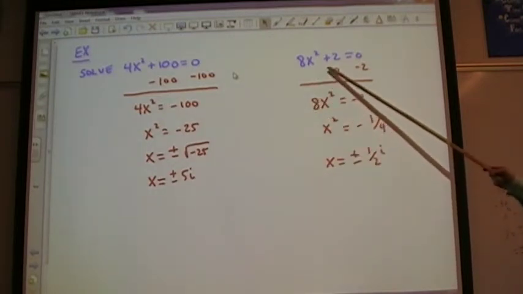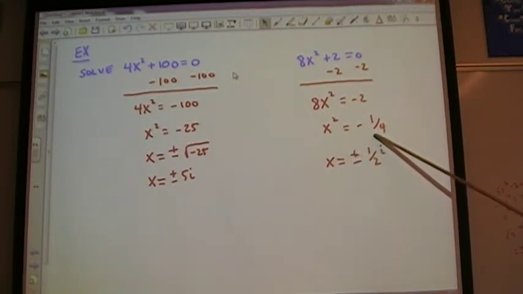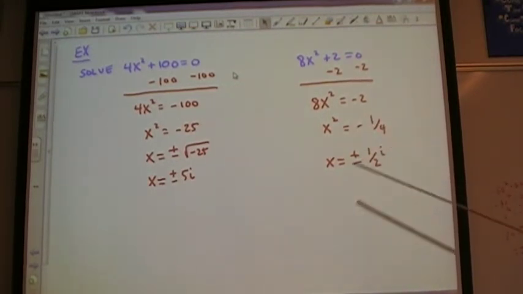Over here, same thing. Subtract 2 from both sides. Divide by 8. You end up with plus minus 1/2, because the square root of 1 is 1 and the square root of 4 is 2. And since it was a negative, you have to bring the i out. Yes, ma'am. How come your answer didn't come out as 5i square root 5? Because the square root of 25 is just 5. Oh, yeah.